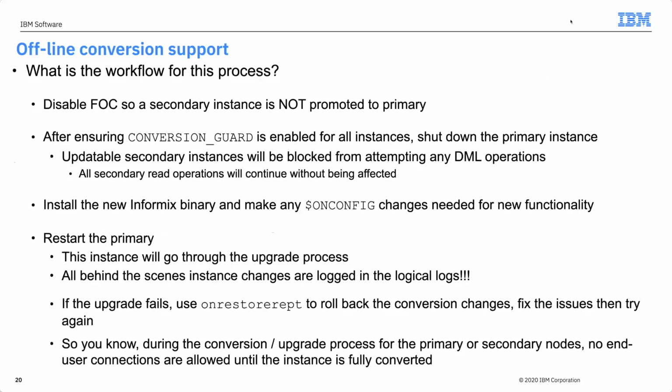There is a specific workflow that allows you to upgrade your secondaries without having to rebuild them, and you can see the major steps here. You're going to disable failover control so that a secondary instance doesn't get converted to primary when the primary goes away. You turn on conversion guard, you turn off the primary, install the new binaries, make any onconfig changes you need to support the latest version of onconfig, then you restart the primary. And that primary will go through its update process.